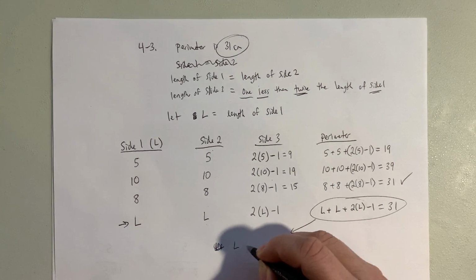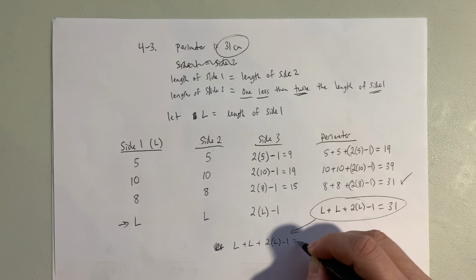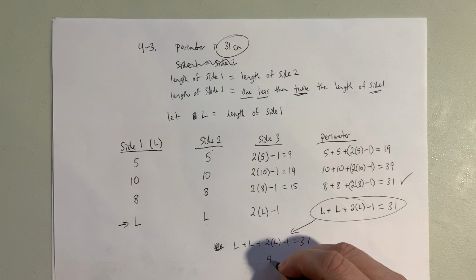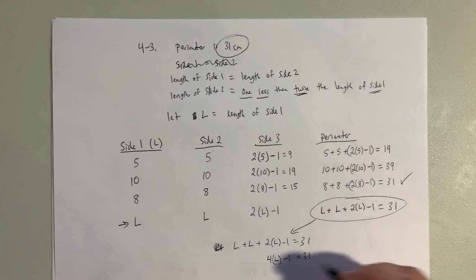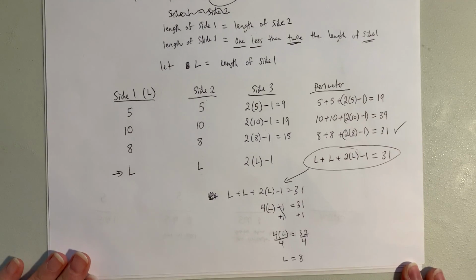Let's try that again. L plus 2 times L minus 1 equals 31, and we can gather all of our L's together. 1, 2, 3, 4 L's. So that's 4 times L minus 1 equals 31. We can go ahead and make a 0 pair on both sides by adding 1. So we get 4 times L equals 32. We can undo this multiplication by dividing, and we get that L equals 8. Oops, run out of room there.